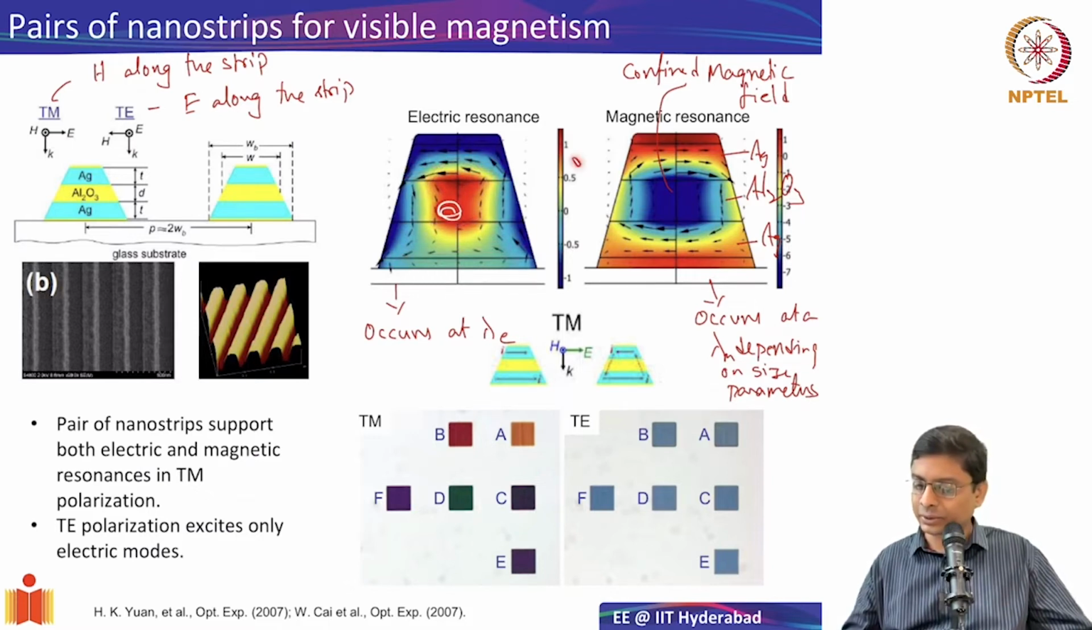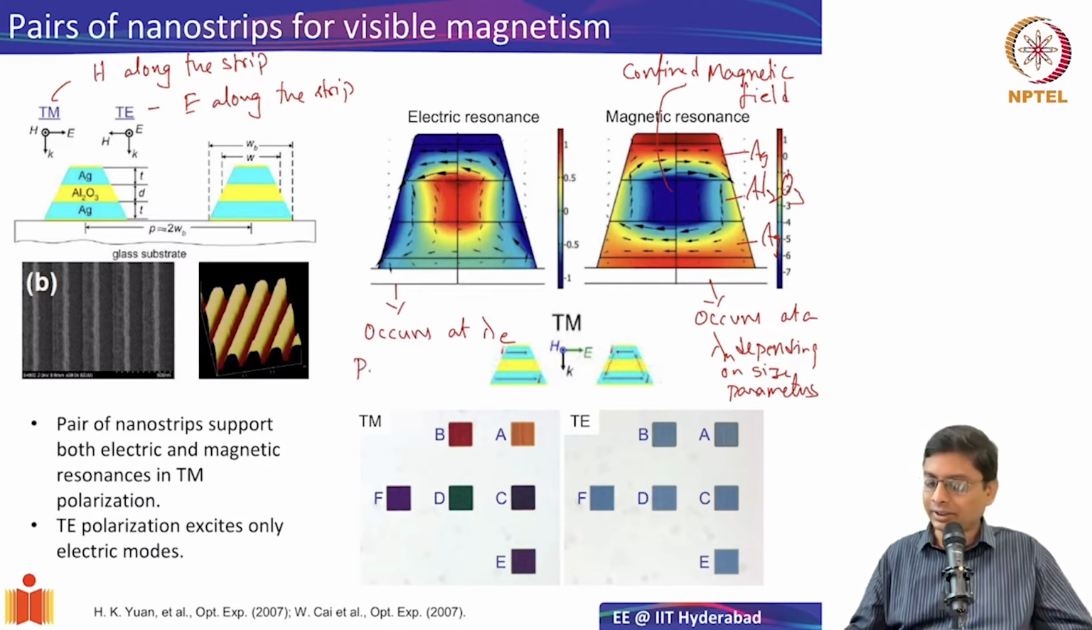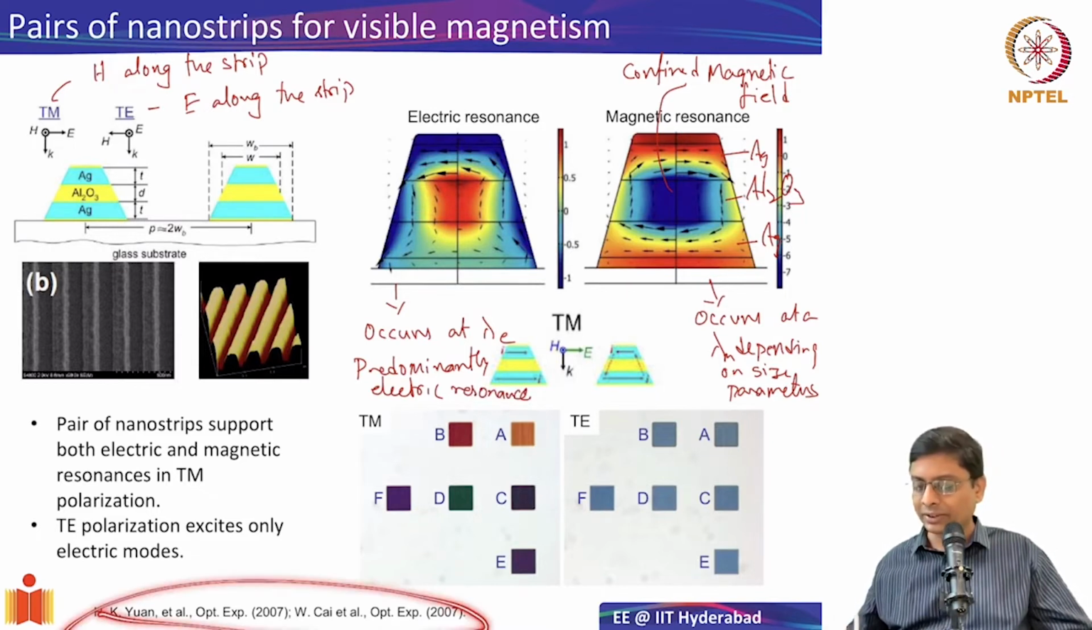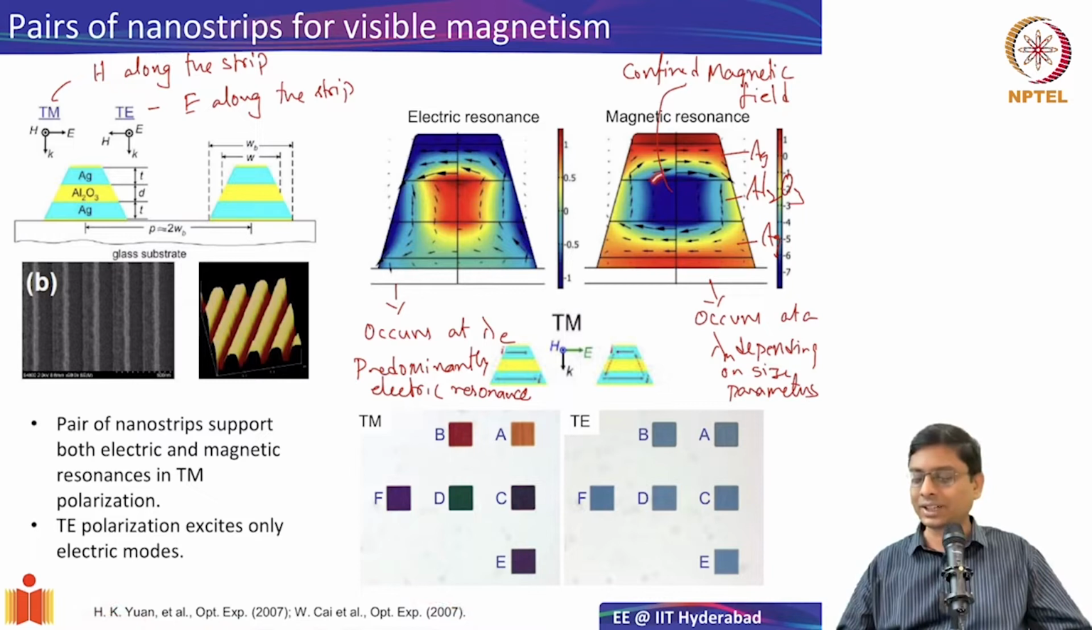You see the red here, red corresponds to roughly about 1. In this case, blue corresponds to about 7. So you see the magnetic field confinement is much weaker at this, and this is predominantly electric resonance. So if you go and look at these papers at the bottom, you'll actually see the spectrums, and you'll see that this structure has a very strong magnetic response, and they'll identify what wavelength it occurs. But what I wanted to emphasize is the dramatic difference that you see when you look at these structures.